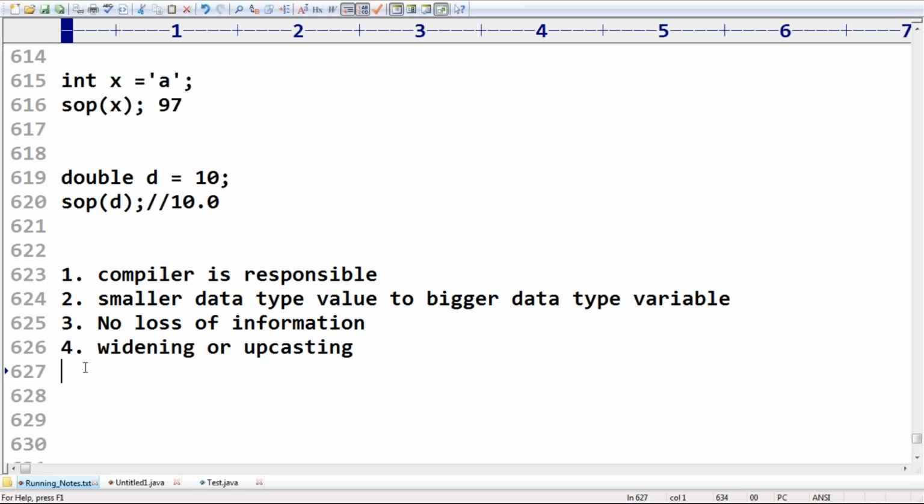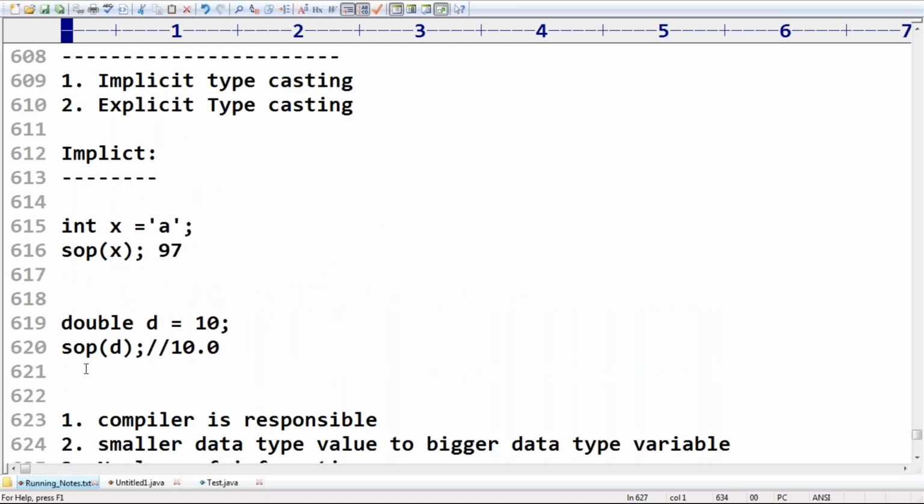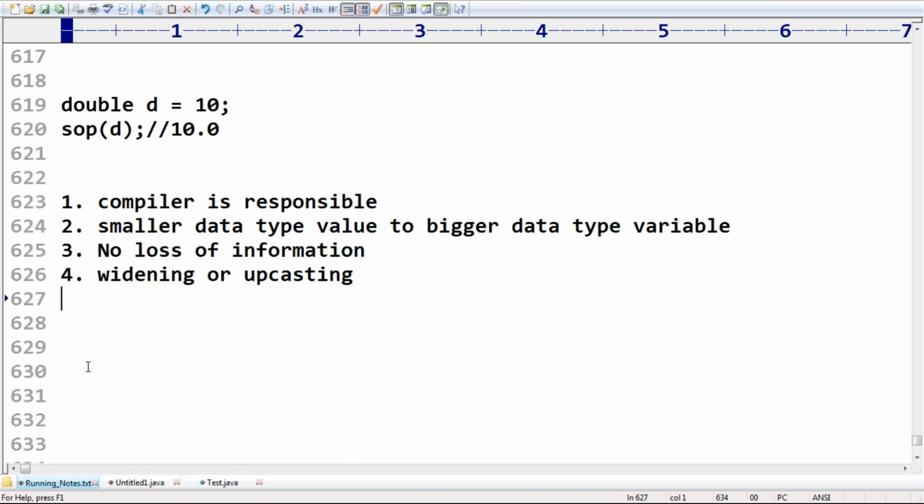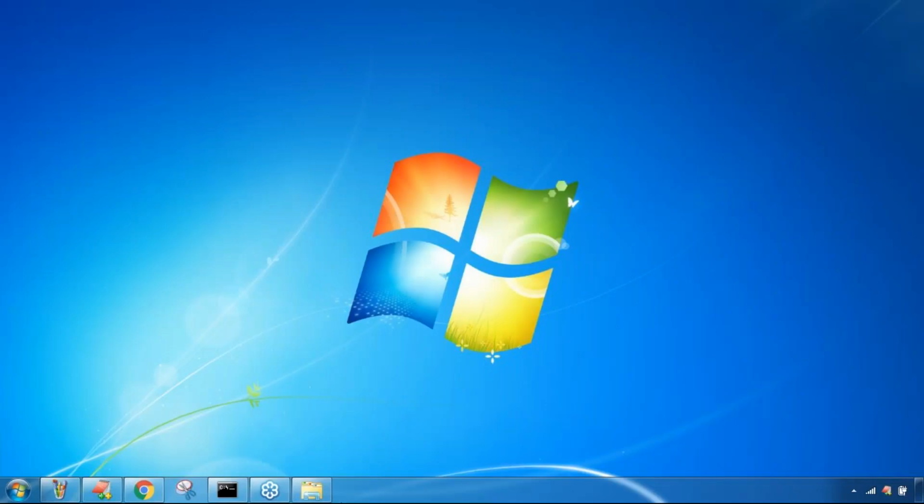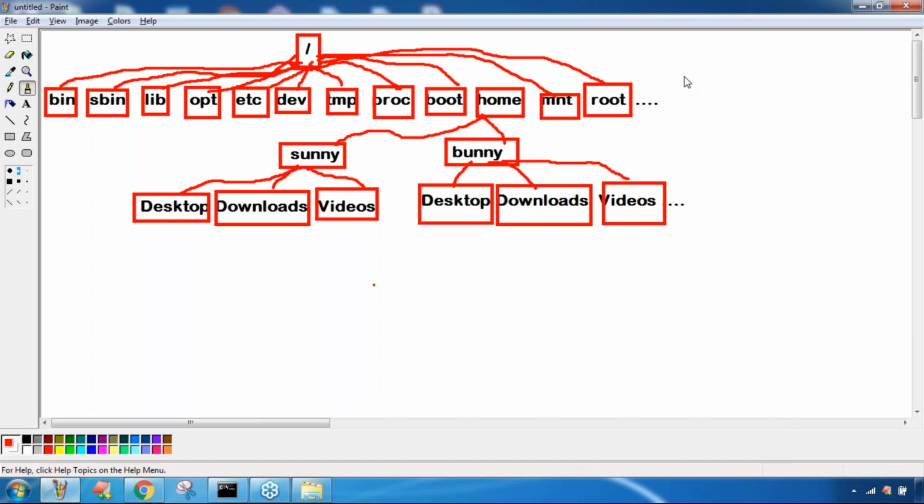Can you please spell out the various places where this type of promotion will happen automatically? This diagram is very important, friends. Please take special care about this one.